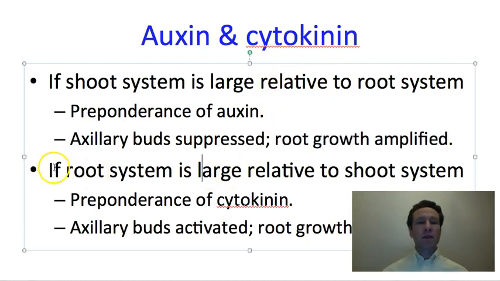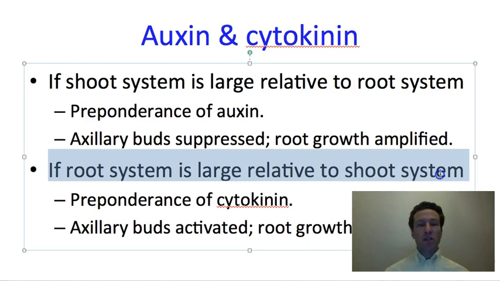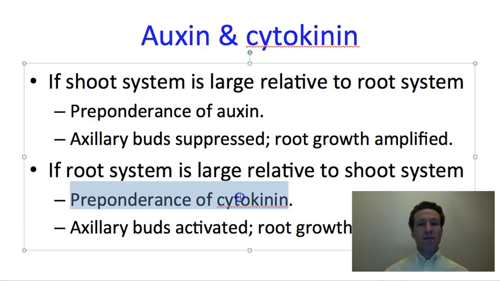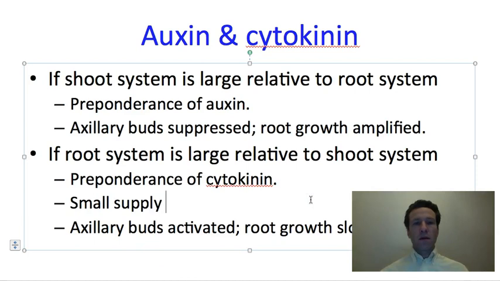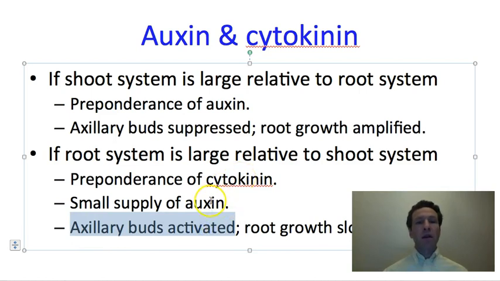Now let's think about the other situation where the plant has a lot of roots, but it doesn't have very much shoots. In this case, because it has a lot of roots, it has a large supply of cytokinin. But if it doesn't have very many shoots, it's got a fairly small supply of auxin. This means that axillary buds are going to be activated. They've got the cytokinin. They're not inhibited by very much auxin. And so with activation of axillary buds, the shoot system will get larger.